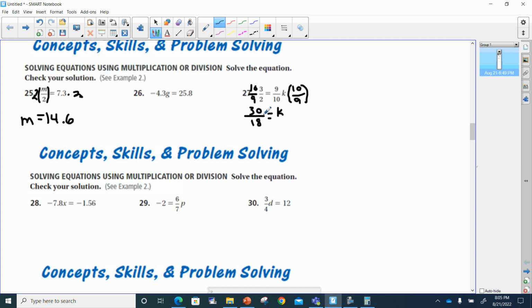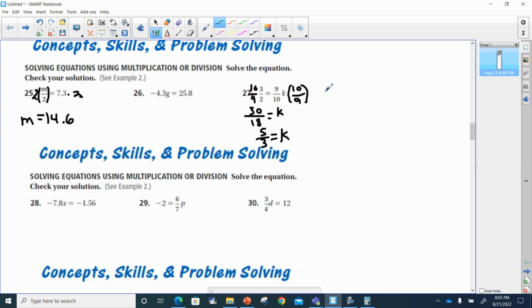I can reduce this because 30 over 18, both of them are divisible by 2. That will give me 15. Actually, they're both divisible by 3. I'm going to go a step further here and say they're even both divisible by 6. 30 divided by 6 is 5, and 18 divided by 6 is 3. So 5 over 3 is k.